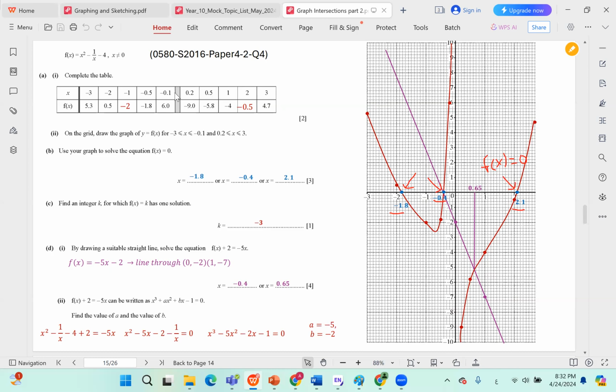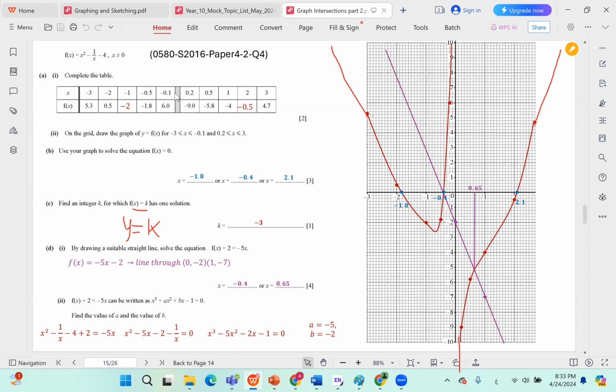So after getting the correct values of x, we move on to question C, which says find an integer k for which f of x equals k has one solution. So we want to find an integer such that the horizontal line y equals k has one point of intersection with the red curve. And I remind you again that this curve actually extends like this as well, and down below as well. So we want to take this into consideration while we are searching for the horizontal line.